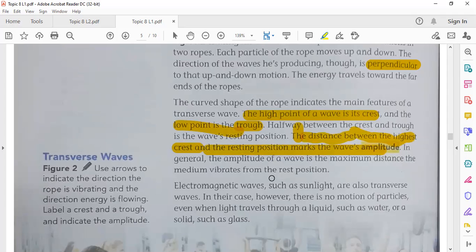Electromagnetic waves such as sunlight are examples. He gives you an example. Electromagnetic waves, like sunlight, are examples of transverse waves. They are transverse. Okay.